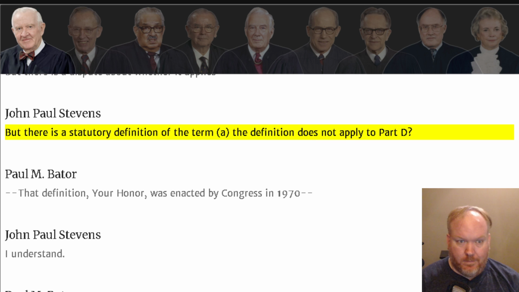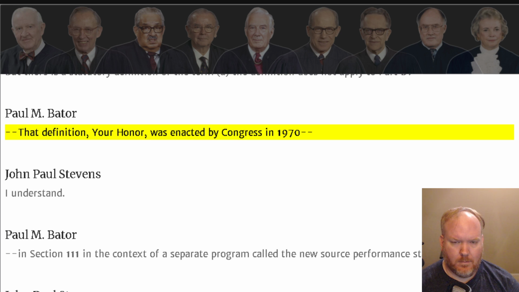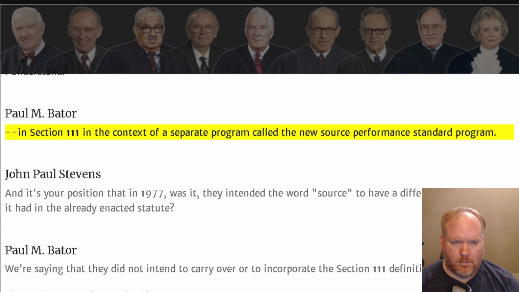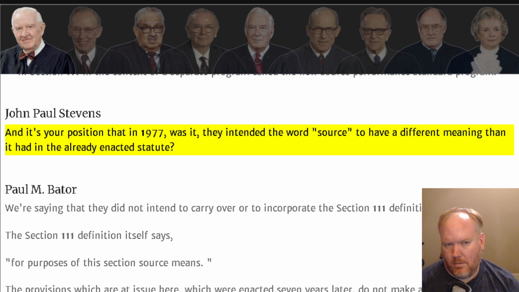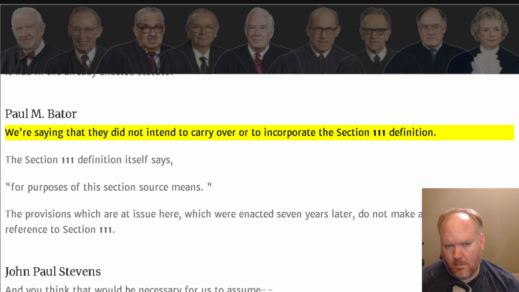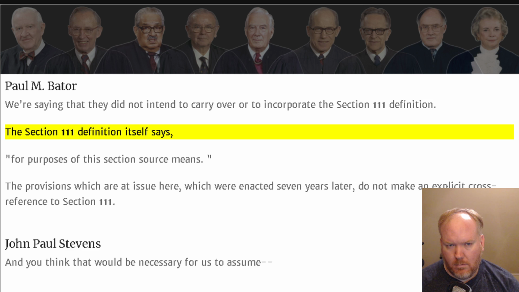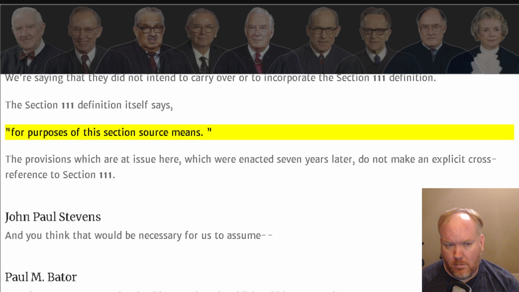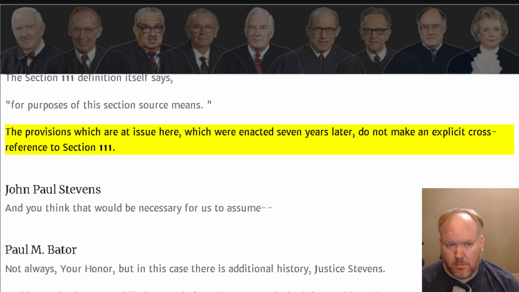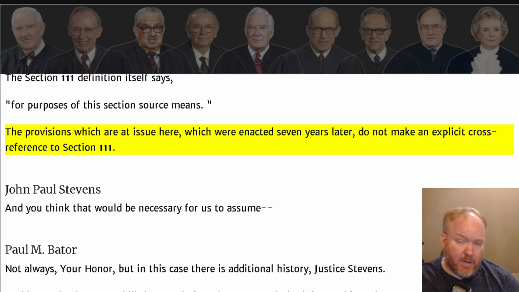But there is a statutory definition of the term stationary source. But you say that A, the definition does not apply to Part D. That definition, Your Honor, was enacted by Congress in 1970. I understand. In Section 111, in the context of a separate program called the New Source Performance Standard Program. And it's your position that in 1977, was it, they intended the word source to have a different meaning than it had in the already enacted statute? We're saying that they did not intend to carry over or to incorporate the Section 111 definition. The Section 111 definition itself says, for purposes of this section, source means. Okay. The provisions which are at issue here, which were enacted 7 years later, do not make an explicit cross-reference to Section 111.